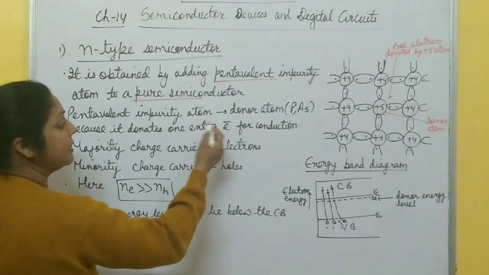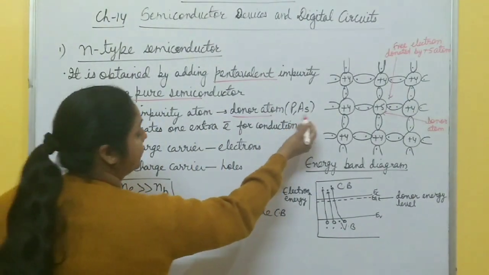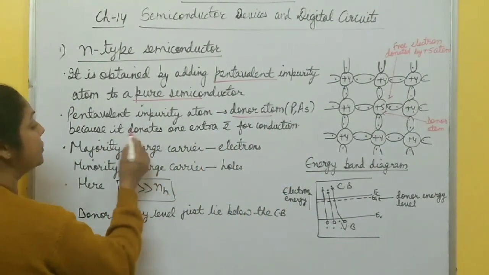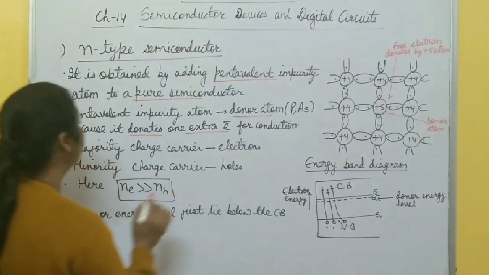Pentavalent impurity atoms are called donor atoms, like phosphorus, arsenic. Why is it called a donor atom? Because it donates one extra electron for conduction.